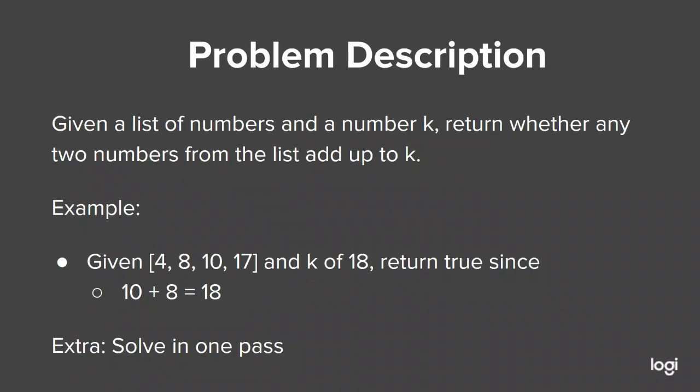The problem description is stated as such: given a list of numbers and a number k, return any two numbers from the list that add up to k. For example, we're given this list of numbers 4, 8, 10, 17 and a k of 18, and in this case we'd return true since 10 and 8 equal 18. And we're also given a bonus here to solve the problem in a single pass.